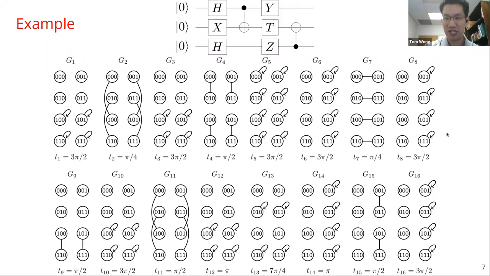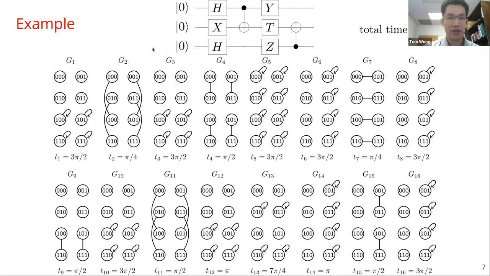So there are 16 graphs in this sequence, in this dynamic graph. And since it's three qubits, of course, each graph has eight vertices because you have eight basis states. So the total evolution time, if you add up all of these 16 evolution times, is 67 pi over 4, which is about 52.6 time units.